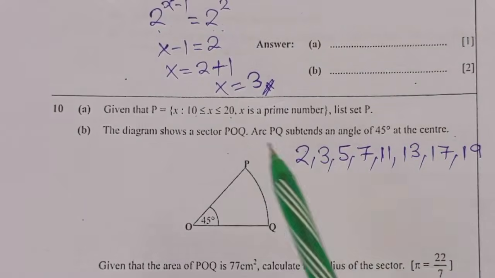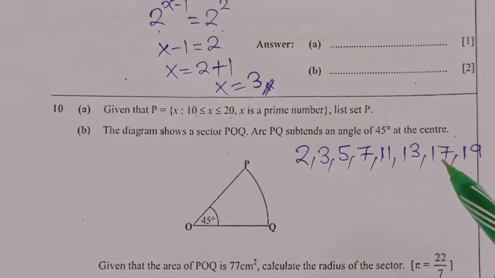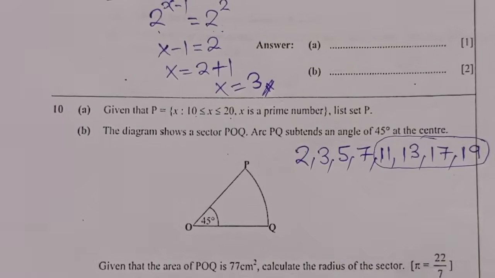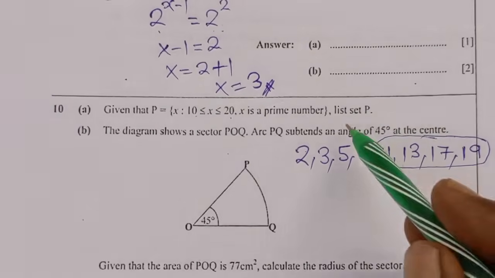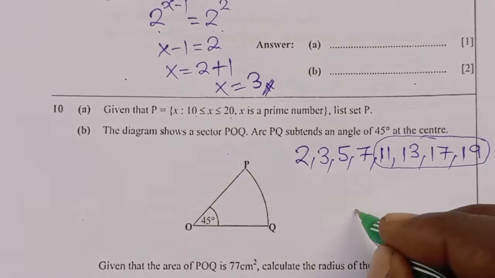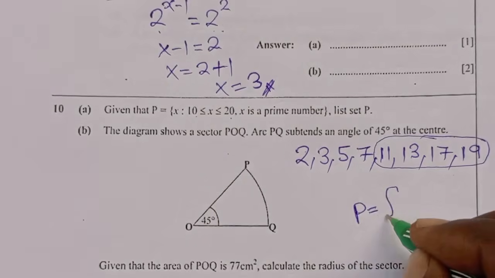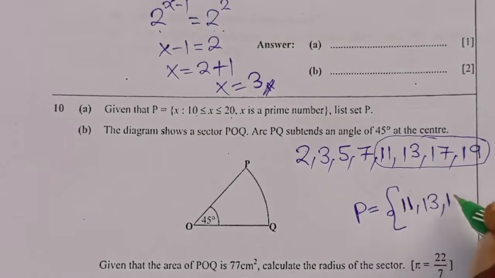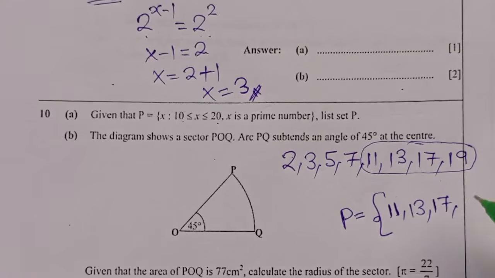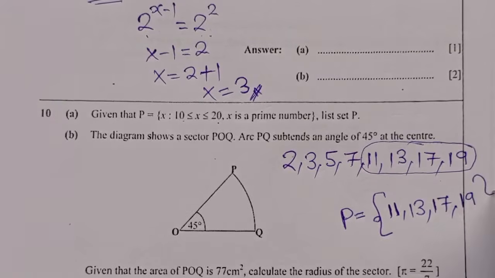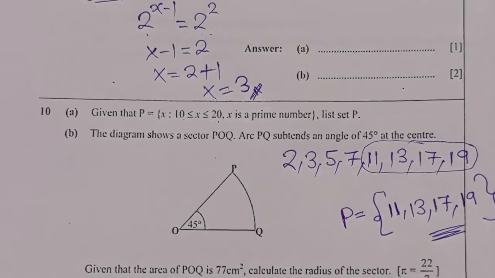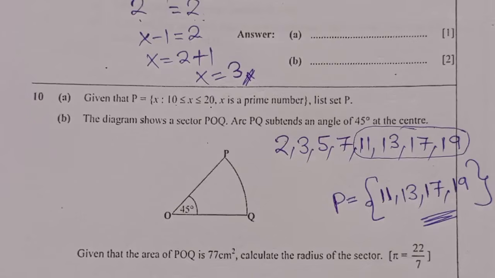So now they're telling us between 10 and 20. Which ones are between 10 and 20? These are the ones that are here. So list set P. Set P is equal to 11, 13, 17, 19. This is your answer. This is how you need to go about it. I believe you are able to follow through this and you are able to understand.